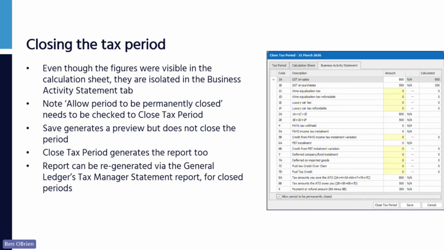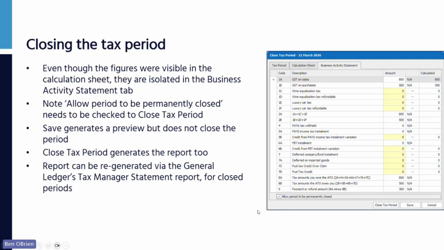This is the activity statement. Again, very complex from an Australian perspective with all the different boxes. But essentially, I've got my GST on sales and my GST on purchases nicely isolated here. And then we have the allow period to be permanently closed checkbox that is there now. Until you actually put a tick in that box, you can't click the close tax period button. So it's making it pretty difficult. If you wanted to close the tax period inadvertently, you need to take an extra step.